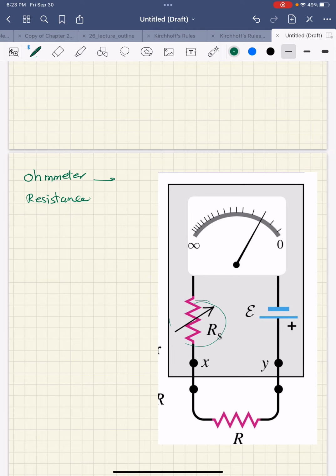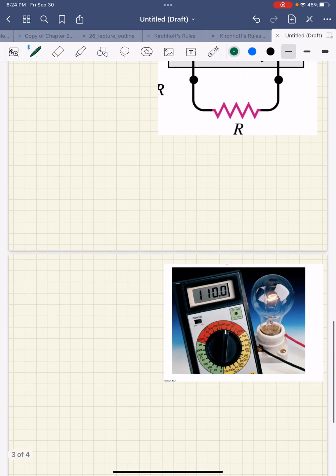To use the ohmmeter, first we connect any resistor directly to Y and adjust R_S until the meter reads zero. Like here we have ports X and Y. We first connect X directly to Y and then adjust R_S until the meter is reading 0, and it is like an ohmmeter, measuring resistance.